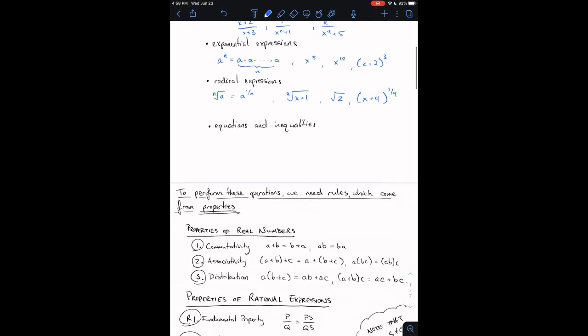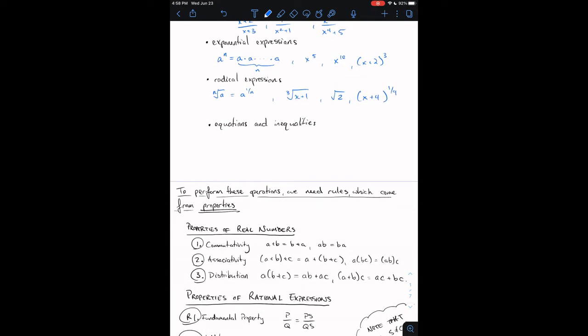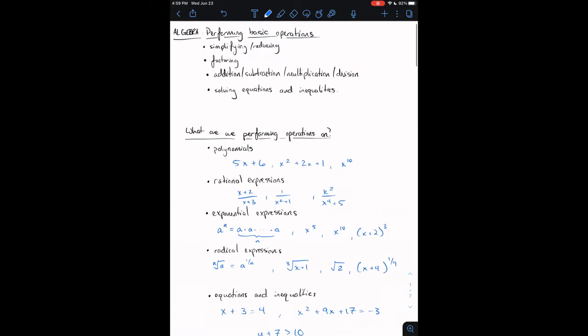And then finally, you looked at equations and inequalities. These are things that you're probably pretty familiar with. Maybe something like x plus 3 equals 4. Or something a little bit more complicated, like x squared plus 9x plus 17 equals -3. Or for an inequality, something maybe like y plus 7 is greater than 10. Okay, so this is kind of what we looked at.